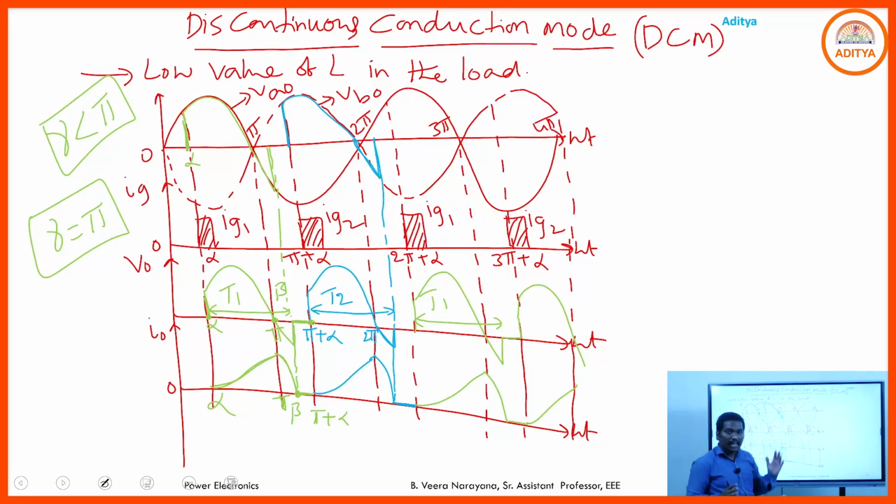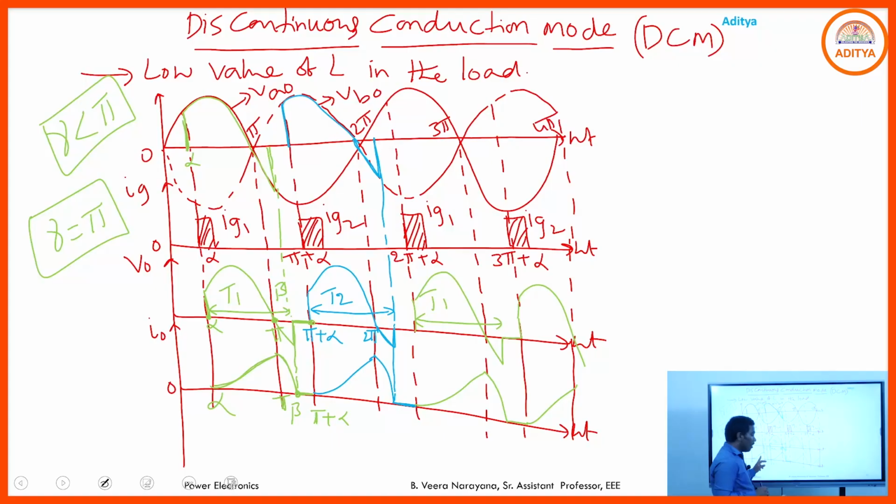So if you have a large value of inductor, for example, then a large amount of energy must be stored during the positive half cycle of the output voltage. At pi plus alpha, the next SCR comes to the on state. Before that, if the outgoing SCR T1 is continuously in the on state due to the energy stored in the inductor, then we get the continuous conduction mode. Before the incoming SCR, if the outgoing SCR goes to the off state, then we say it operates under discontinuous conduction mode.